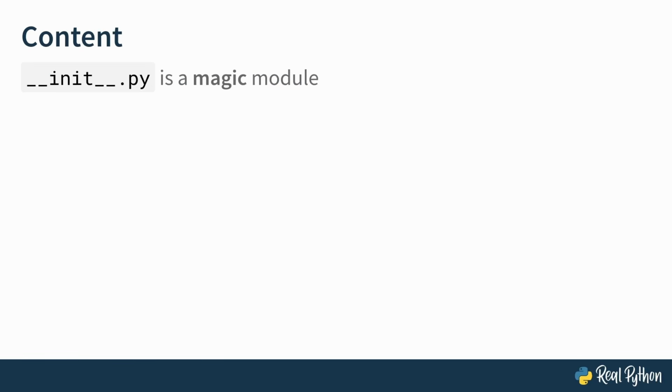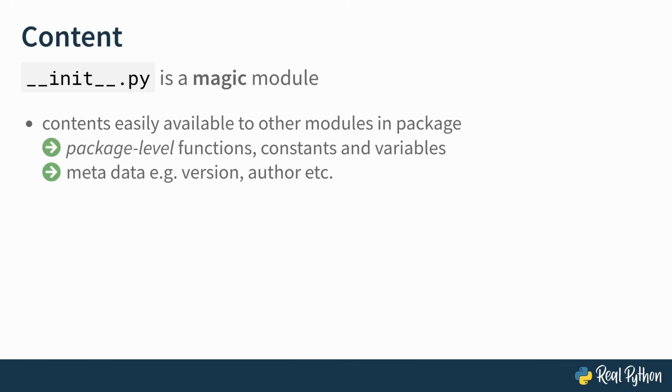So what goes into the dunder init.py module? Well, it is a magic module. And what does that mean? Well, it means that the contents of that module is easily available to other modules in the package. So therefore, that makes it a perfect spot to stick package level functions such as helper functions or constants and variables for settings for your package, for example.